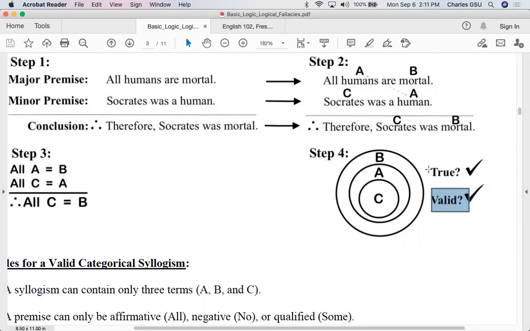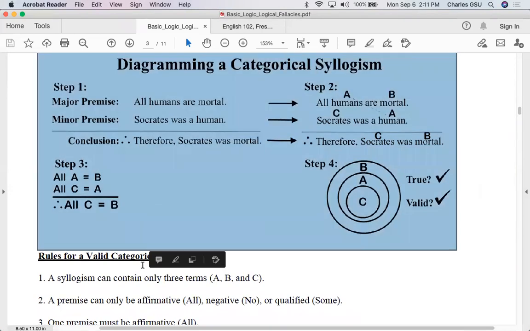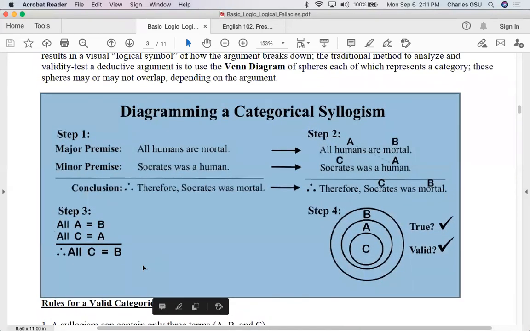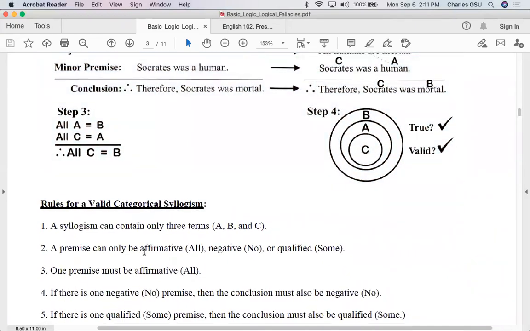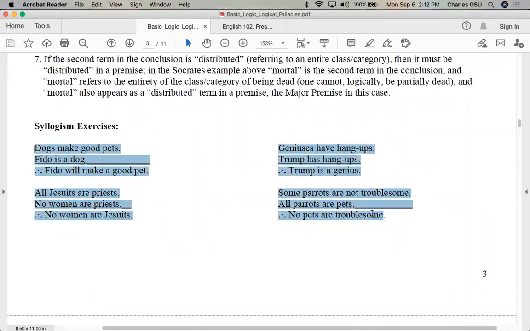It's constructive validity, but is it also true? Well, yes, it is also true because Socrates was in fact mortal. He did die. We know that for a fact. So it's both true and valid, but there are times when you can have a valid argument, but it not be true. And likewise, you can have an invalid argument and a false argument. So that's just a kind of quick overview of the formal way of discerning the validity of deductive arguments. And there are some exercises here you can take a shot at.